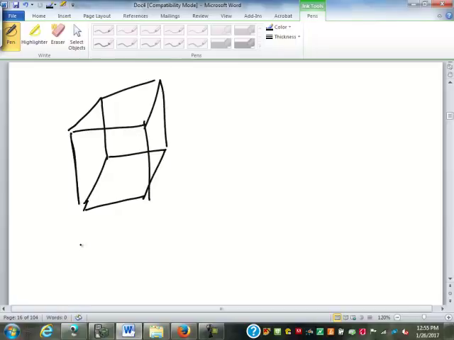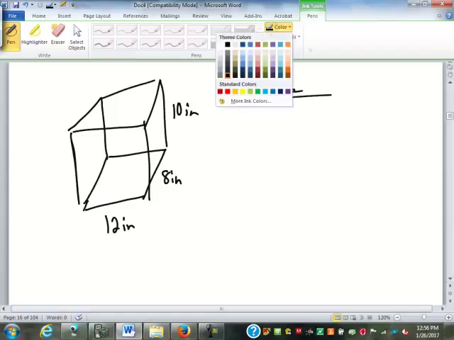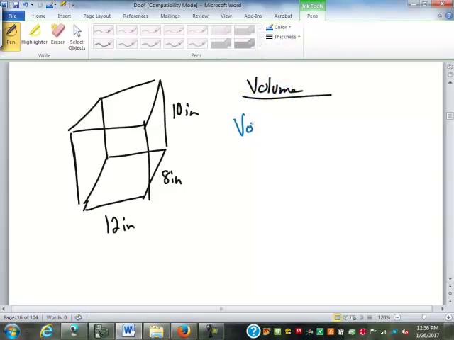Pretend that looks like a box. I did a pretty sloppy job of drawing it there, but it'll work. Let's say this is 12 inches, 8 inches, and 10 inches. I want to find volume, and I want to find surface area. We're going to find volume first. Remember, volume is defined to be the area of a base times the height. The base is the shape that creates the whole object.